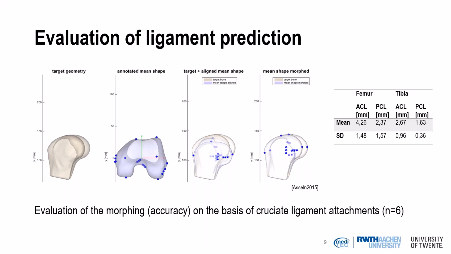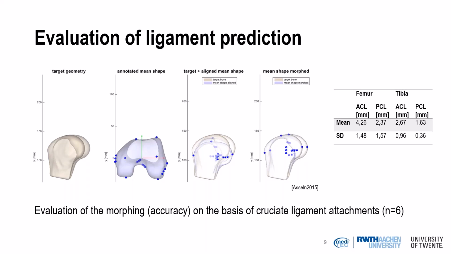And then we compared the results to the actual ground truth for all 6 patients. And we found differences between about 1 to 4 millimeters, with higher deviations for the anterior cruciate ligament, the ACL. But be aware that this is sacrificed in total knee arthroplasty, TKA, anyway.